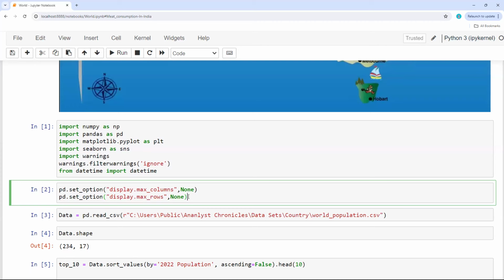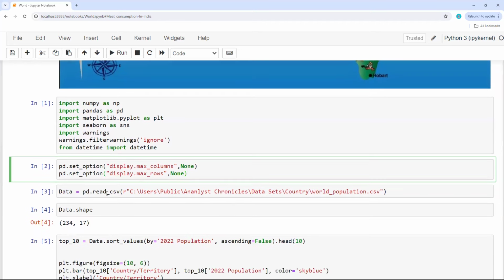I want to see the data, like what the shape of my data is. For example, the shape of my data is 234 rows and 17 columns. So if I want to look at all 234 rows and 17 columns, you have to set the options display.max_columns and display.max_rows. When you set these options, you'll be able to see the entire data.